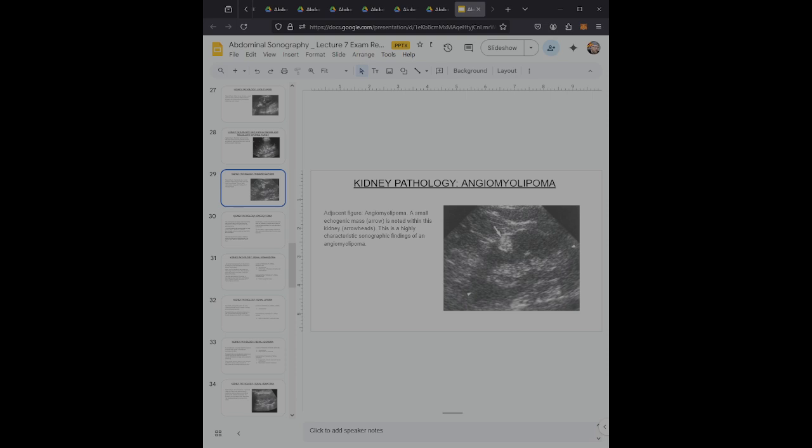Angiomyolipomas are the most common benign renal tumors, and they consist of a network of blood vessels, muscles, and fat, and they may be referred to as renal hematomas. Sonographically, we see solid hypoechoic masses that may produce acoustic shadowing, and they tend to be multiple and bilateral with tuberous sclerosis.